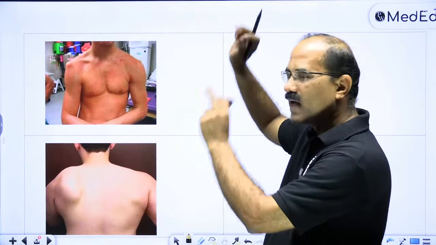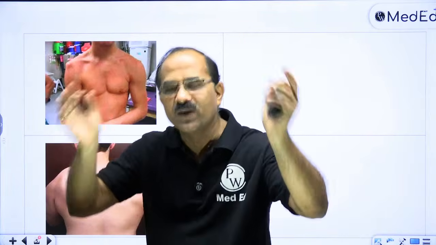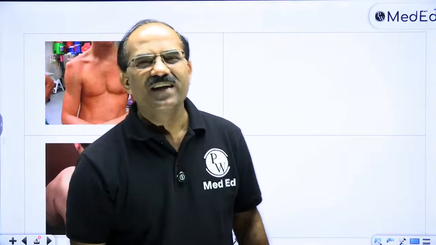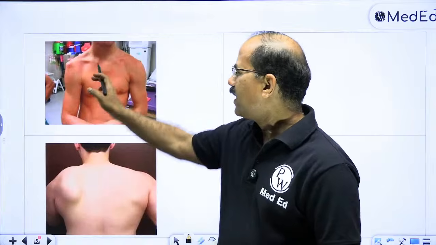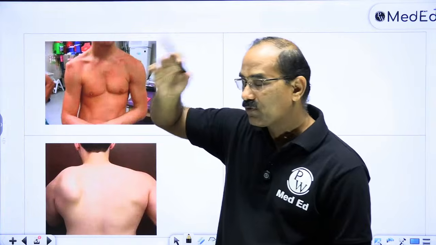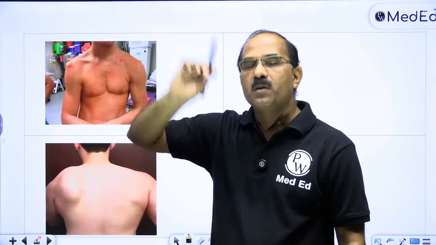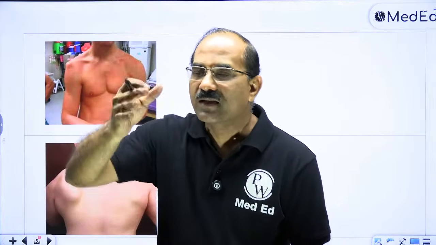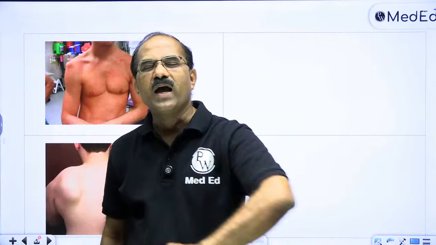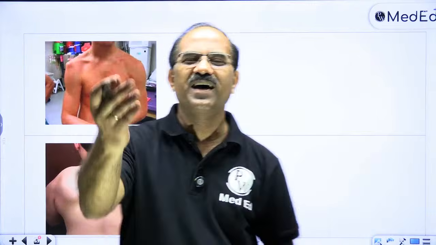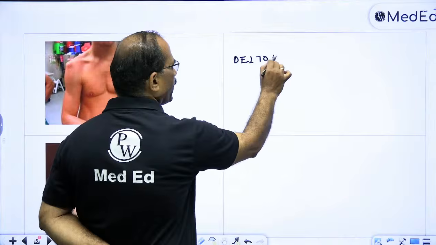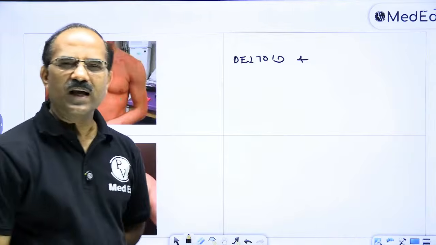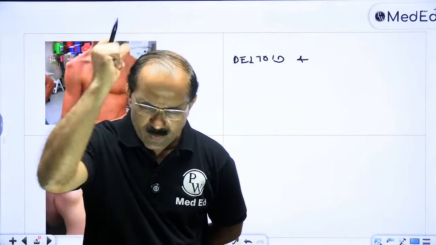This is due to damage to the axillary nerve. Children, is it clear? Damage to the axillary nerve. The deltoid is paralyzed. This is a flat shoulder. Remember, flat shoulder is seen in lesions with paralysis of the deltoid. Which nerve? The axillary nerve. By the way, children, can you tell me, the axillary nerve supplies two muscles. Answer this. The axillary nerve supplies the deltoid, and which is the other muscle which the axillary nerve supplies? Come on, be quick. Answer.